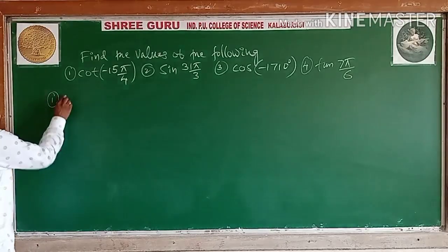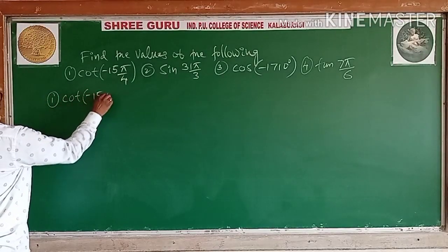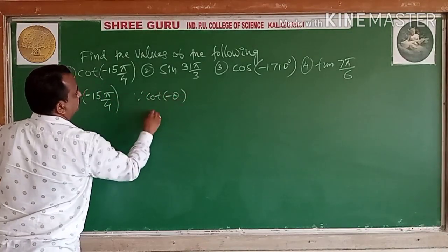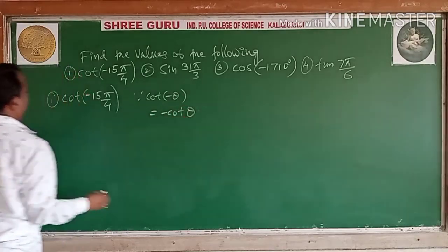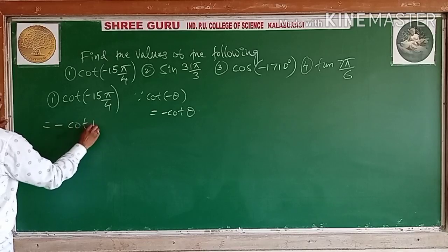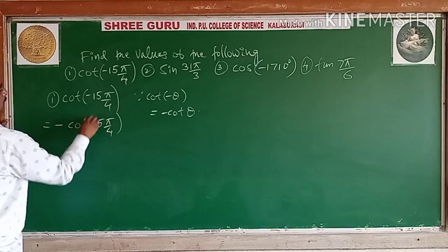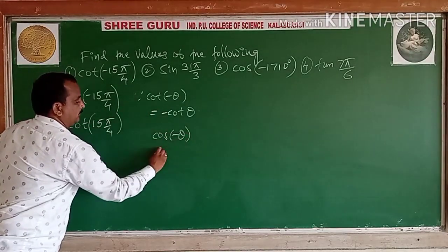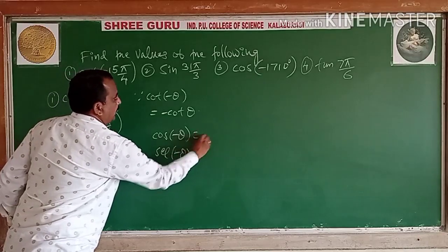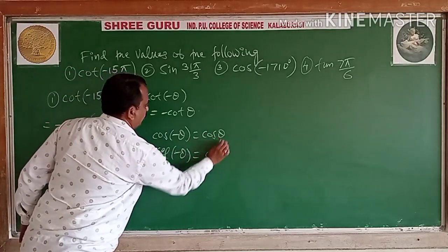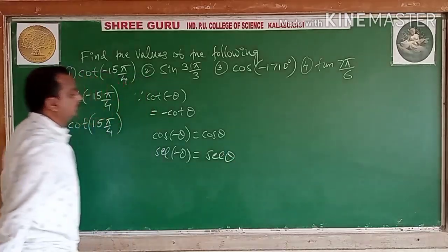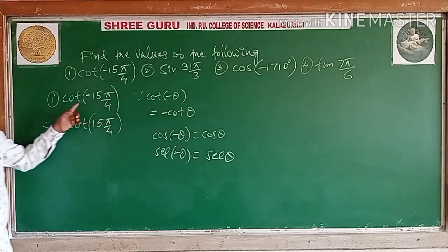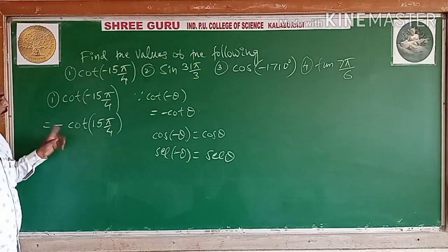Let us see once again. Cot of minus theta. What is cot of minus theta? Is it a minus cot theta? Yes, minus of cot theta. What is your angle? 15 pi by 4. Except cos and sec, remaining are negative. Only cos and sec become positive because of anti-clockwise direction. These two functions are positive. Remaining all the functions are negative. You should take that negative sign outside.